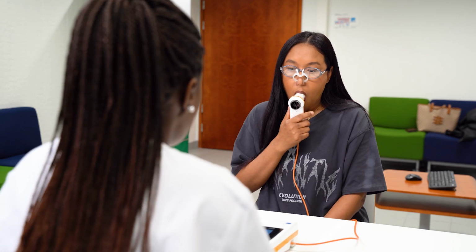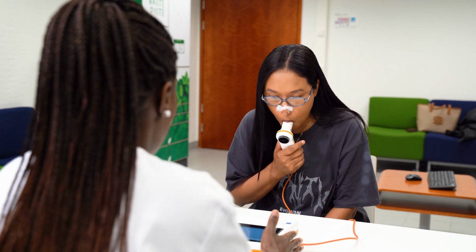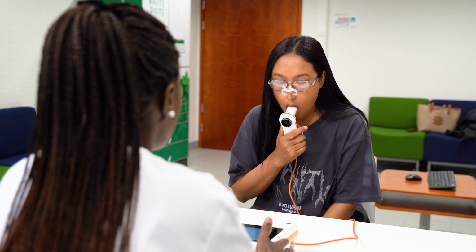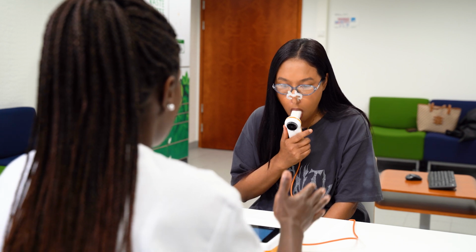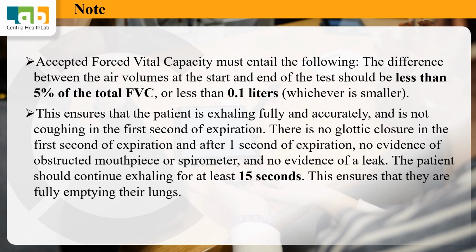The accuracy of the test depends on how hard and fast you blow. Between each test, the patient takes a moment to rest and will begin again. Accepted forced vital capacity must entail the following. The difference between the air volumes at the start and end of the test should be less than 5% of the total FVC or less than 0.1 liters, whichever is smaller.